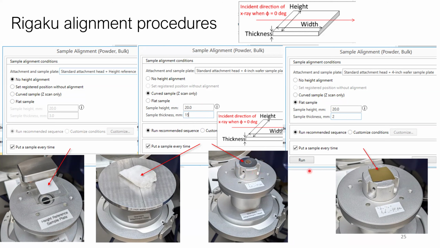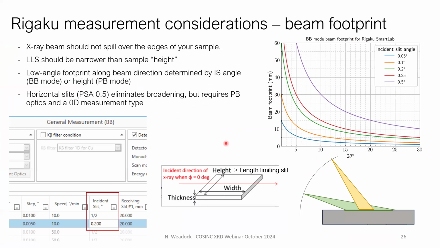For a thin film, though, you need to align both the height and flatten the sample with respect to the X-ray beam. And so you'll use the flat sample alignment procedure, again, making sure to put in a height and thickness that's as close to correct as you can get. And as part of the alignment, you can get the exact thickness if you need. So now we've got our sample aligned.